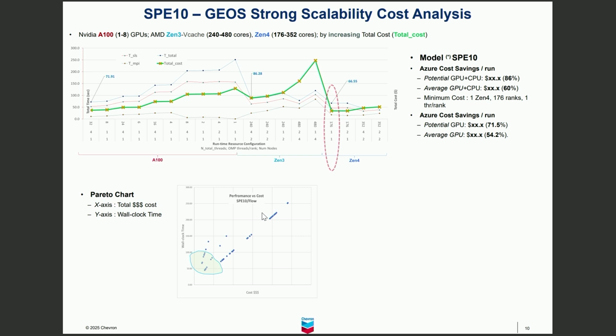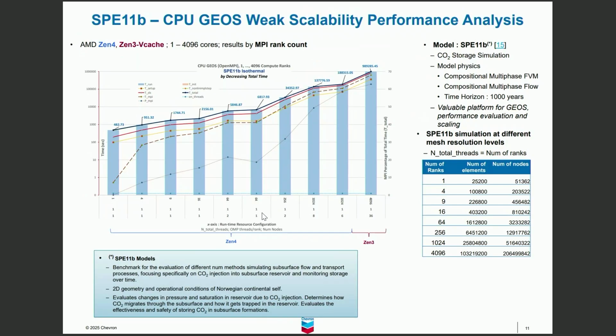So again, a similar Pareto chart for these experiments. If you run somewhere down here, you are doing okay. If you're out here, you're wasting money. So this is the gist of the method: you apply different models and different hardware to identify this spectrum of performance versus cost.